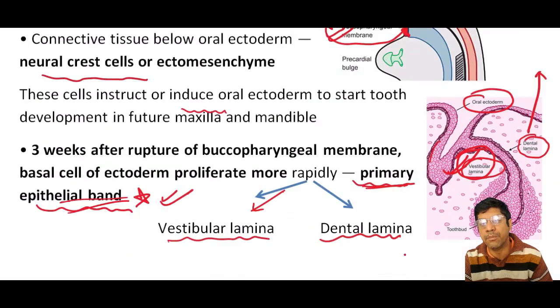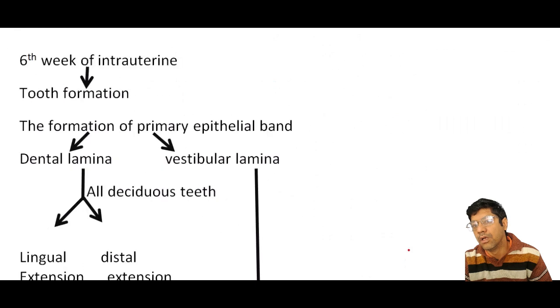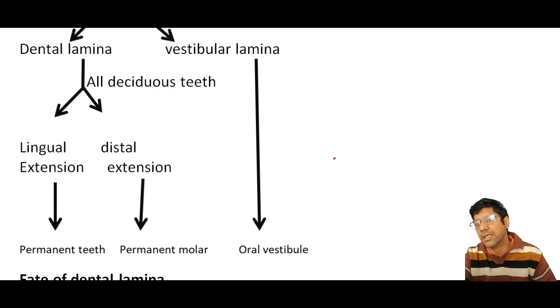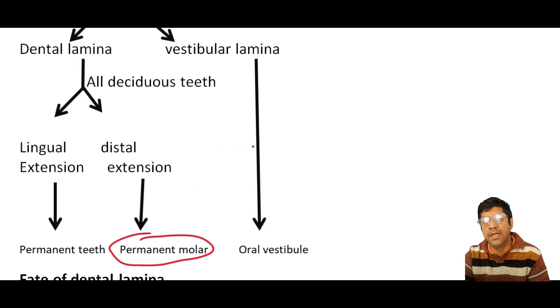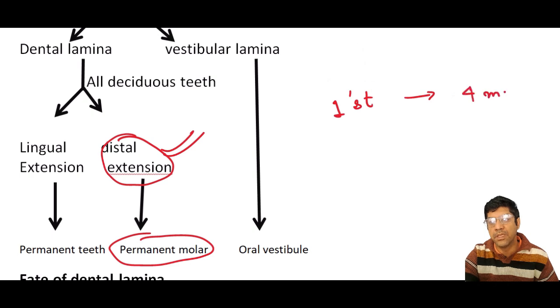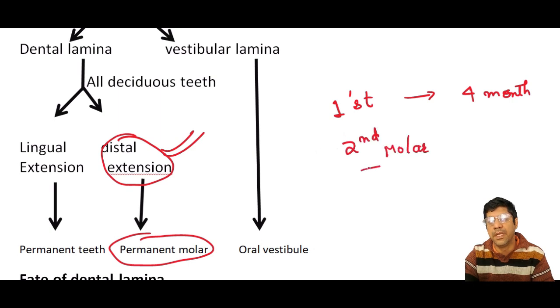Additionally, during jaw development, the permanent molars will originate directly from the part of the dental lamina that is known as the distal extension. So remember, the initiation of the first permanent molar begins around the 4th month in utero. The second molar begins after birth.